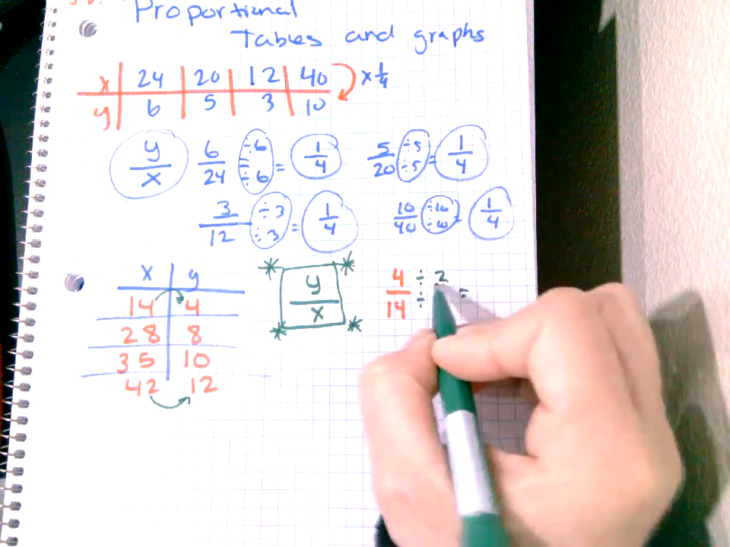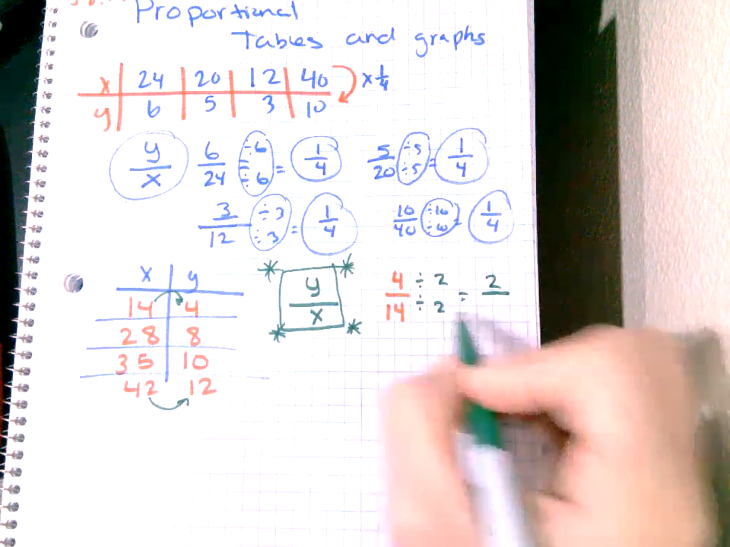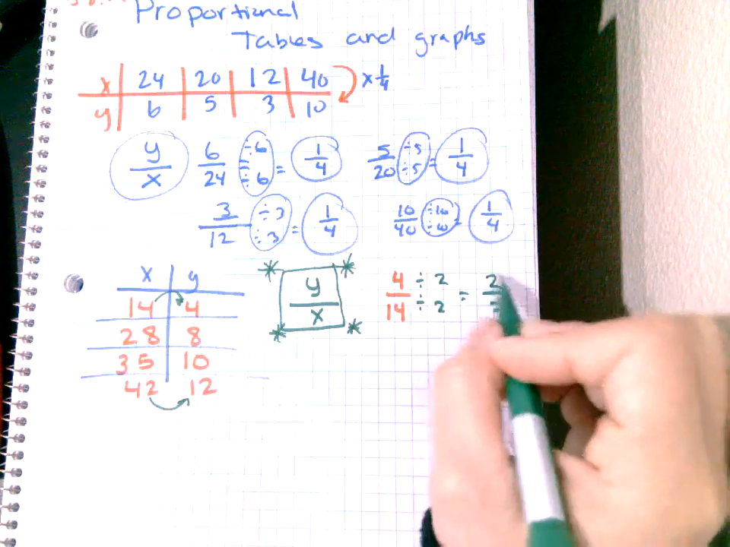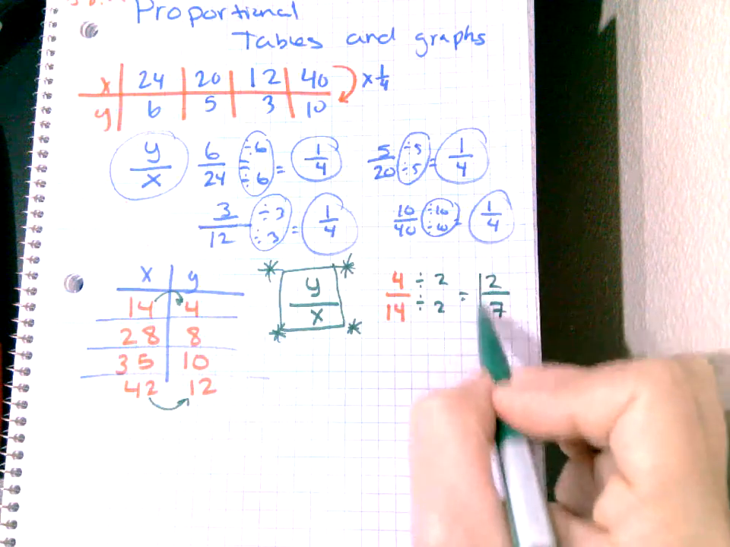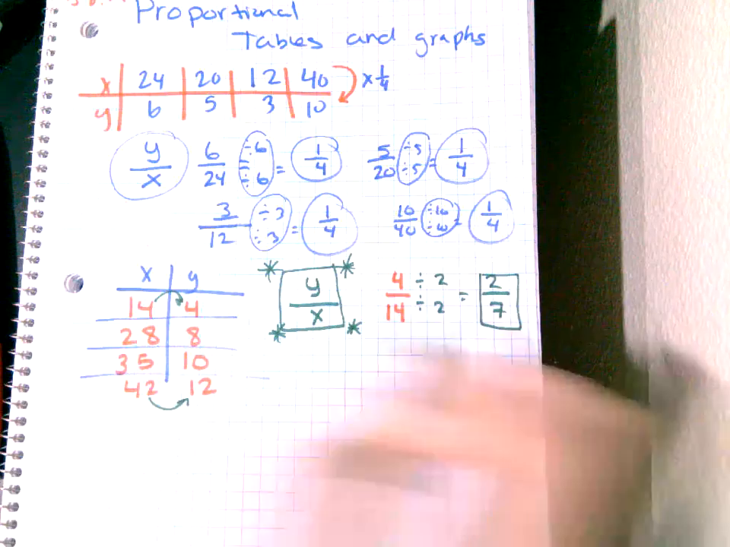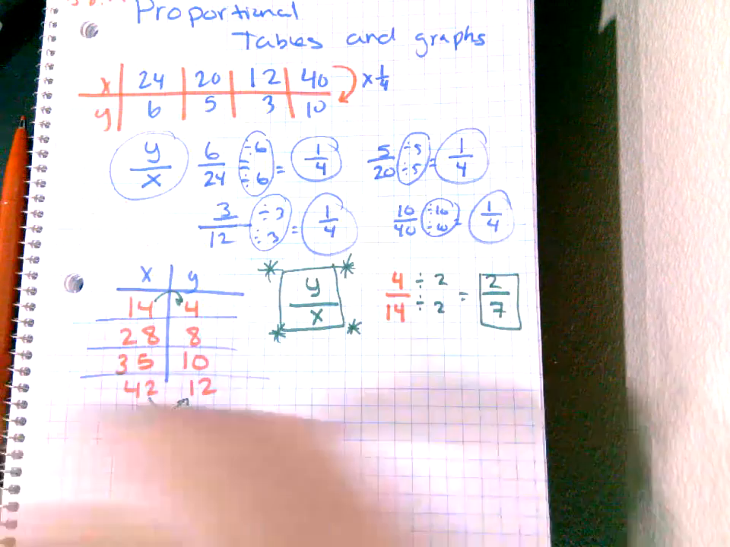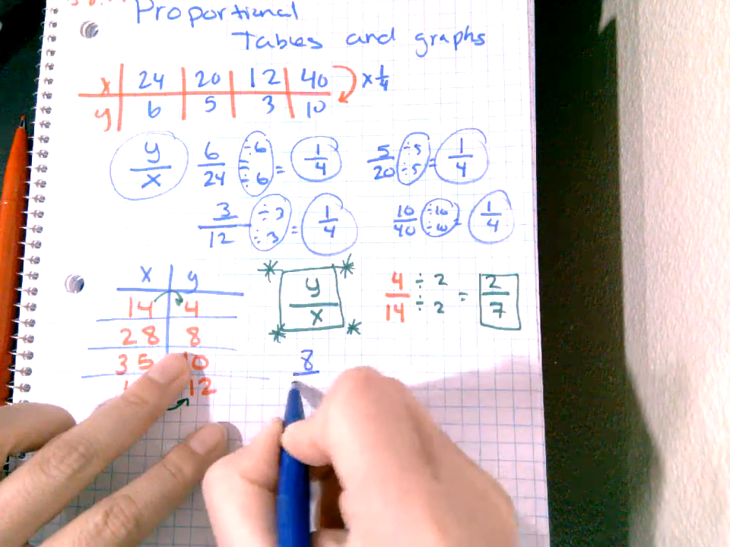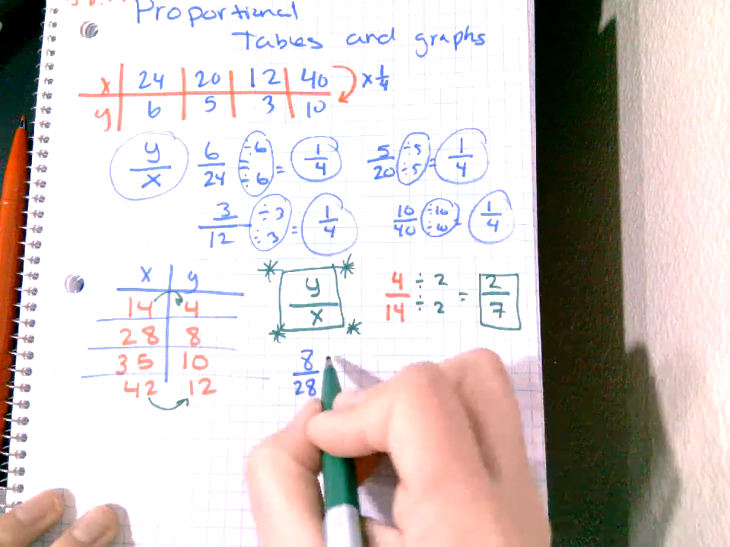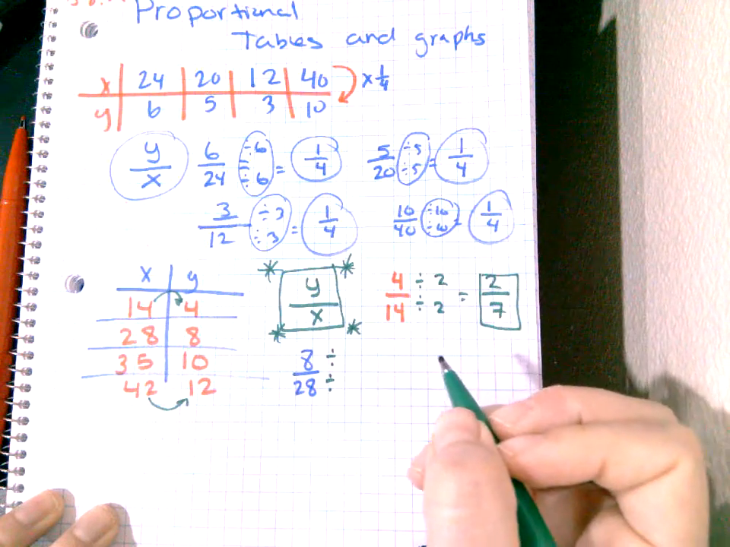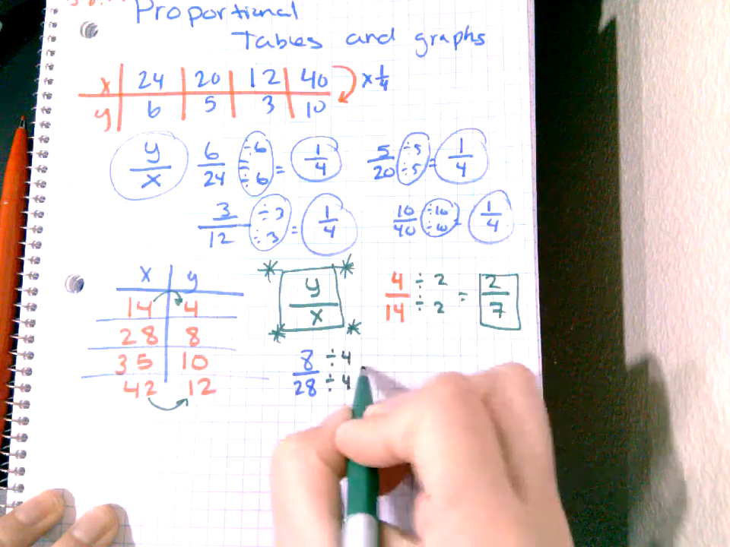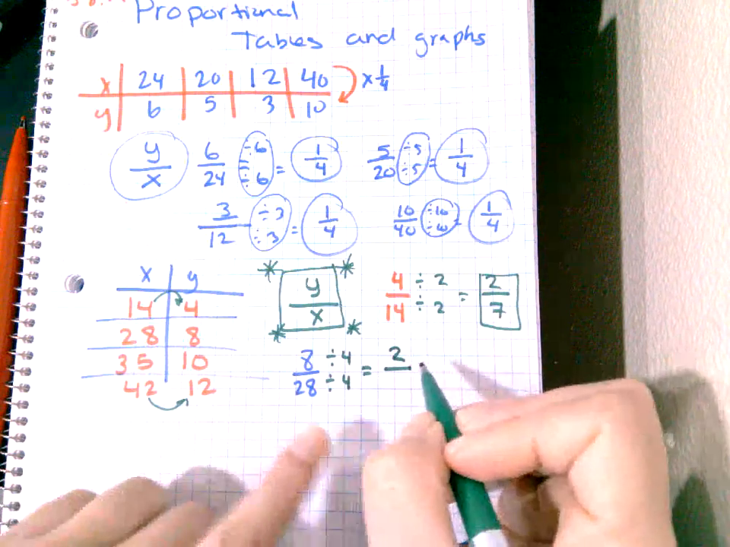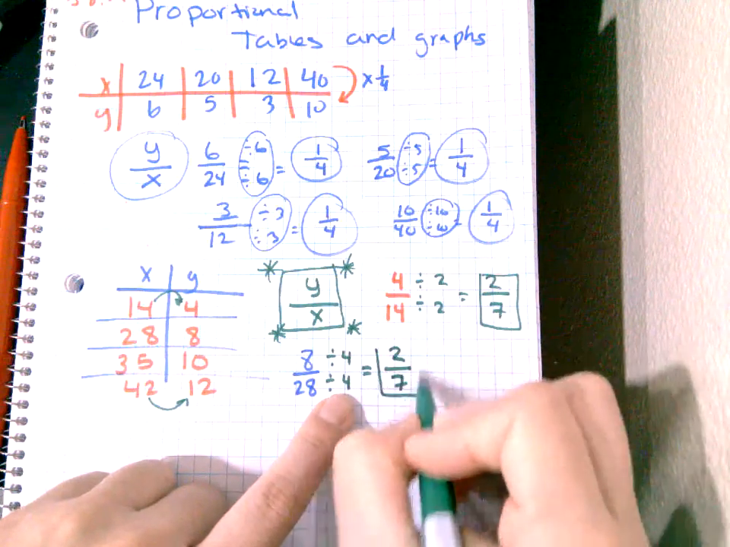Cool. So 4 divided by 2 is 2. 14 divided by 2 is 7. Can I simplify this? Nope. This is your answer. Okay. Is that my unit rate? I don't know. Let's check. 8 over 28. I can divide by 4. That gives me 2. 28 divided by 4, 7.